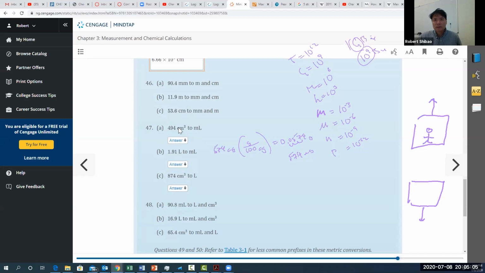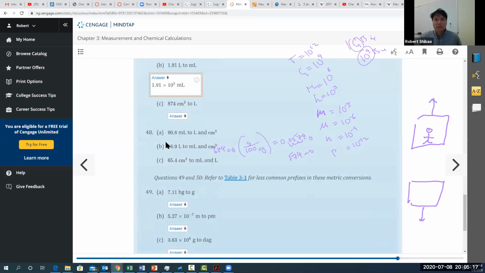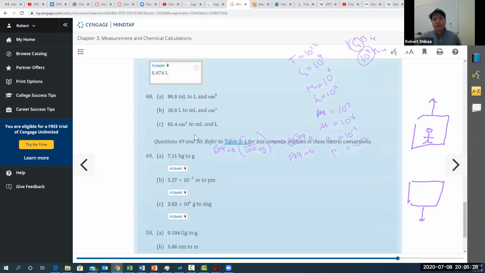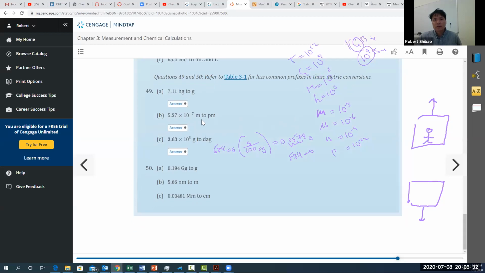Cubic centimeters, milliliters. Cubic centimeter, milliliters, same thing. 94. Liters to milliliters, smaller. So we got to make this bigger by 3. I'm moving it 3 over, 1,910. Cubic centimeters is smaller, so we're going to make the number smaller by 3 decimal places, 0.874 liters. Hectogram, forget that. That's not one I asked you to memorize.